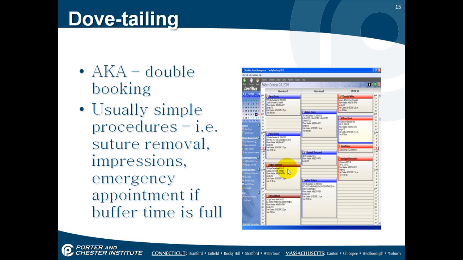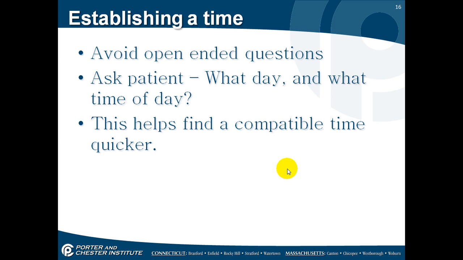Dovetailing means double booking. So you might have Mrs. Jones in room 1, but while her anesthesia is working, you could book somebody at the same time for something simple or quick like suture removal, impressions, or an emergency. If it's an x-ray and a prescription, that doesn't take long. If a whole front tooth broke off and you have to do a root canal, a pin, and a build-up, you're looking at 2 hours. So again, it's really important to find out why people are coming in.